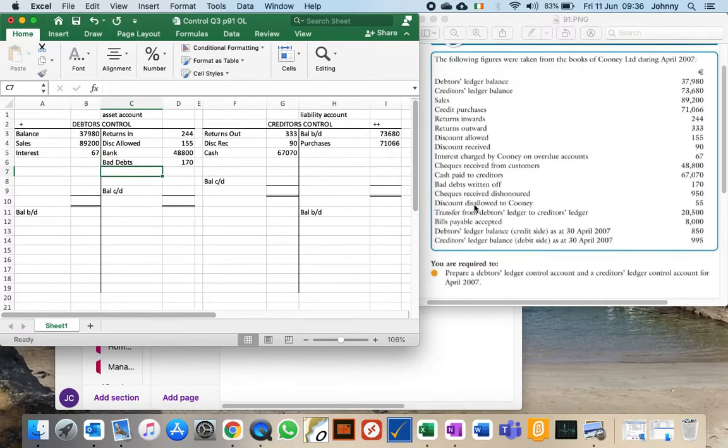Next, checks received dishonored. So that means some checks that we got, which would have been included in this bank figure here, they bounced, which means that that person didn't have enough money in the account, so the bank refused to honor the check. So we have to reinstate the debt. So that's on the plus side. So those people now owe us more money again.